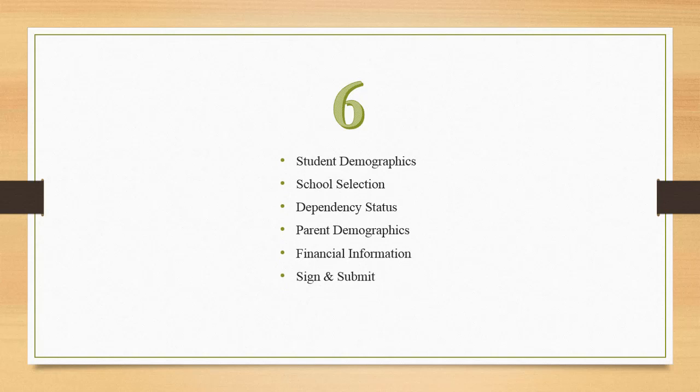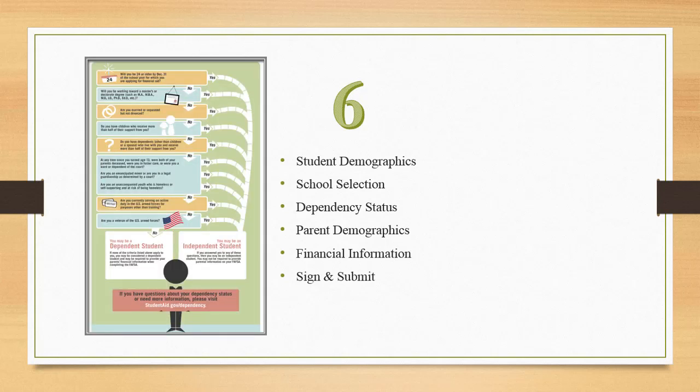The first section is student demographics, which is your personal information, name, address, etc. School selection is next. You will list all the institutions you would like the FAFSA sent to. Following school selection is dependency status. If none of the dependency questions apply to you, you may be considered a dependent student and may be required to provide parents' information. If you answer yes to any of these questions, you may be considered an independent student. If you have a special circumstance that does not apply to the dependency questions asked, contact the financial aid office. If you are a dependent student, you and your parent will complete the next section, parent demographics.